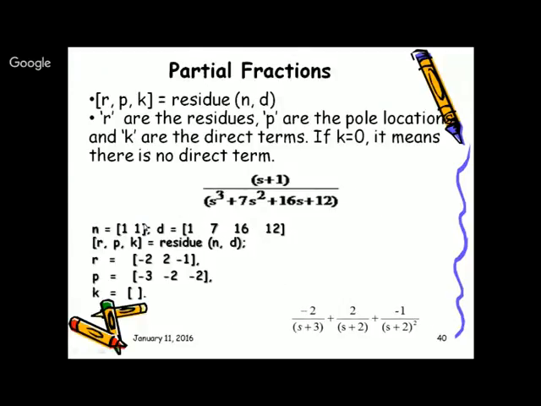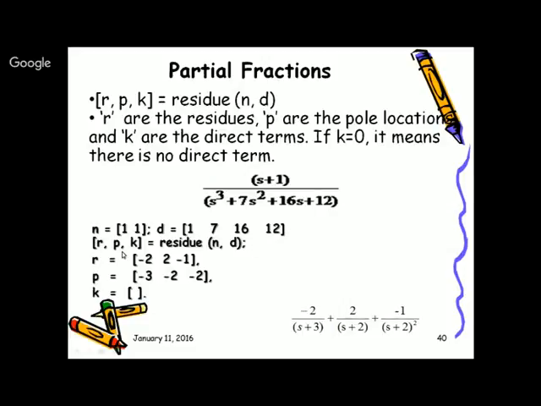Now another application where we use polynomials is partial fractions. We have a polynomial fraction here, with a polynomial in the numerator and another polynomial in the denominator, and we find the partial fractions of it. Here you have the coefficients of the numerator polynomial and the coefficients of the denominator polynomial. So we have n is equal to 1, 1, d is equal to 1, 7, 16, 12.